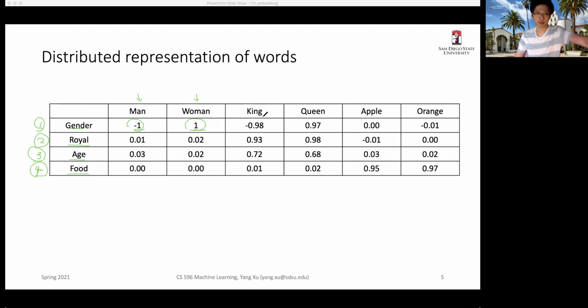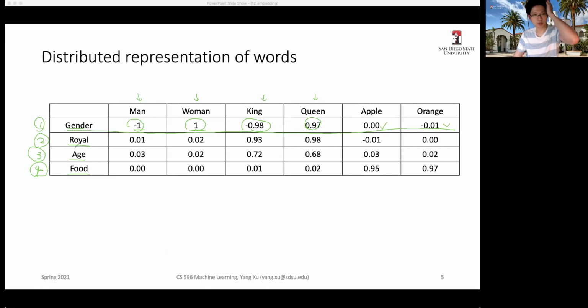And for the king, it's very close to man because king is usually a man, right? And the queen is 0.97, which is close to man. We're now just focusing on the first feature, right? And for apple and orange, because they don't have such a gender property, we will assign them as 0, which basically means it's gender neutral, okay?